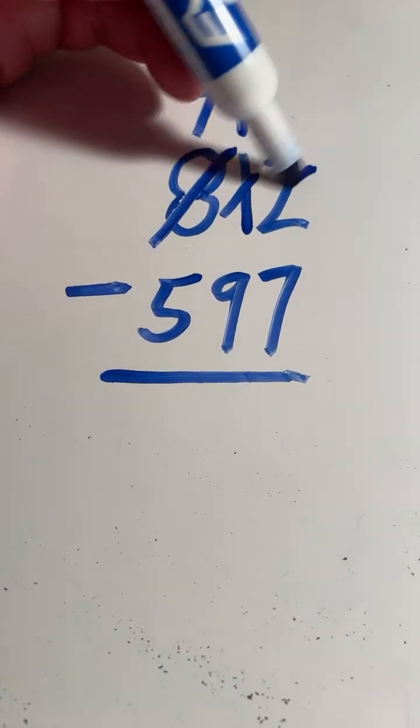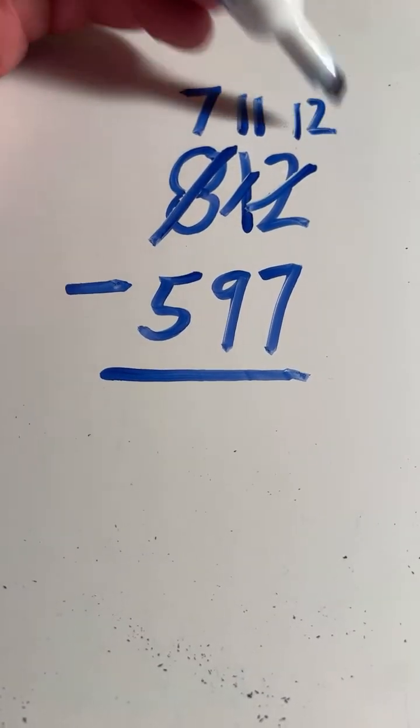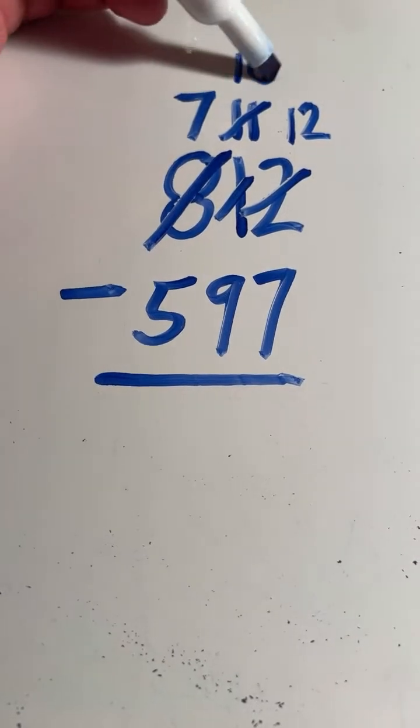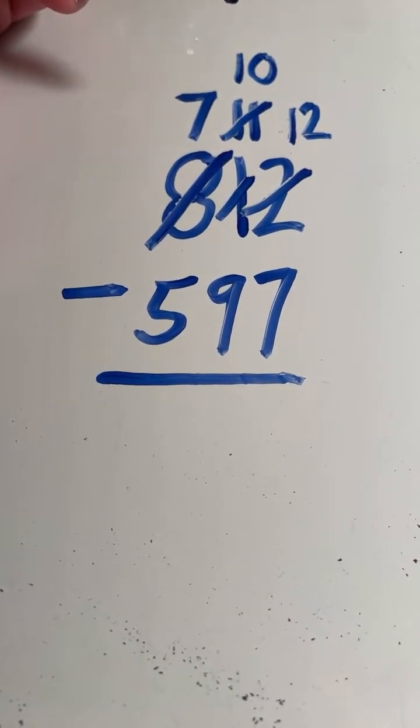Next, going in the ones place, we have to add a 10. The 2 will become a 12. And then we are taking away 1 from the tens place. That 11 is going to become a 10. And now we are ready to subtract.